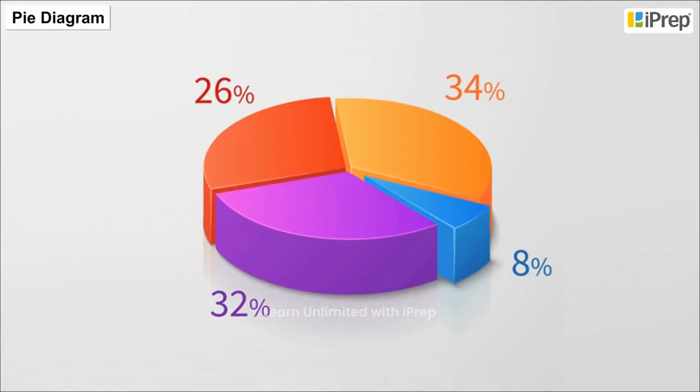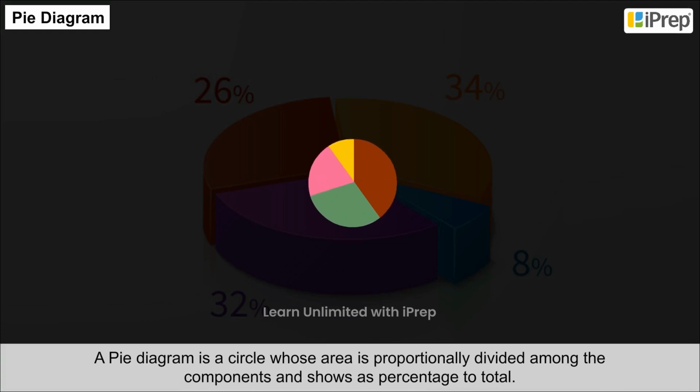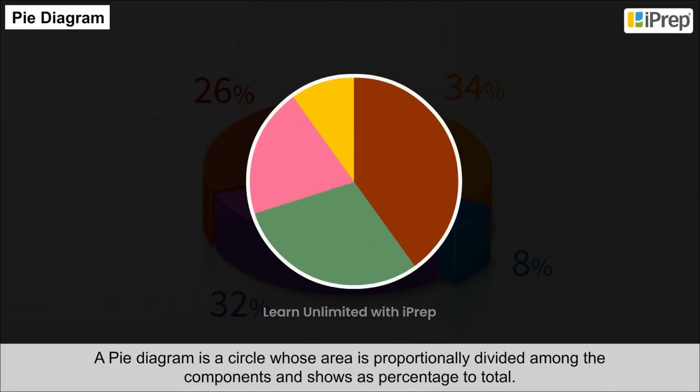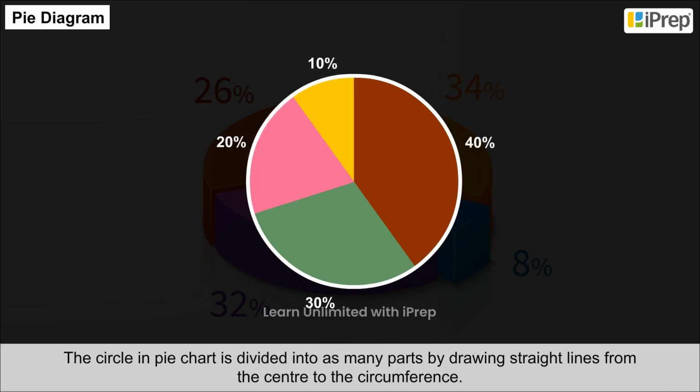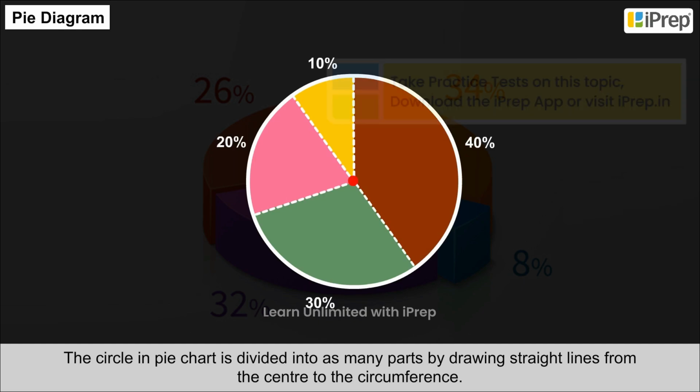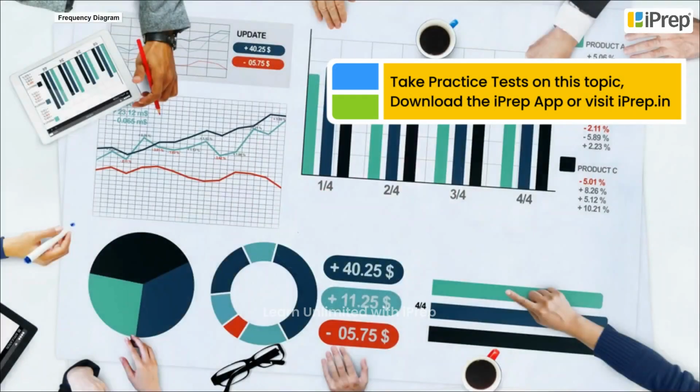Pie diagram. A pie diagram is a circle whose area is proportionally divided among the components and shows each as a percentage of the total. The circle in a pie chart is divided into as many parts by drawing straight lines from the center to the circumference. Frequency diagram.